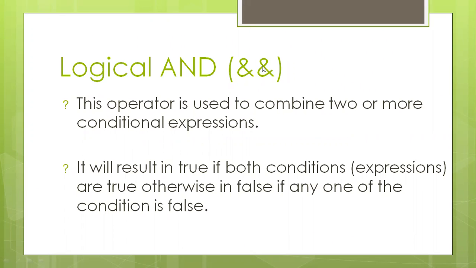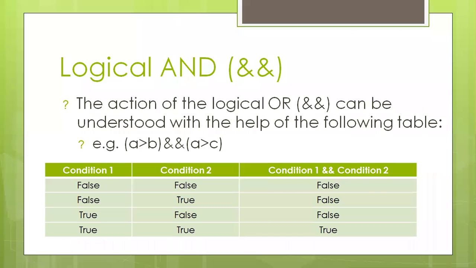This is the ampersand sign. Double ampersand is the symbol of the AND. It combines two or more conditional expressions, okay, and it returns true when both the conditions are true, both the expressions are true, otherwise it's going to return false. See how it will be. False, false. If both the conditions are false, then it will give you false. If both the conditions are true in the last one, see, then it is returning true.